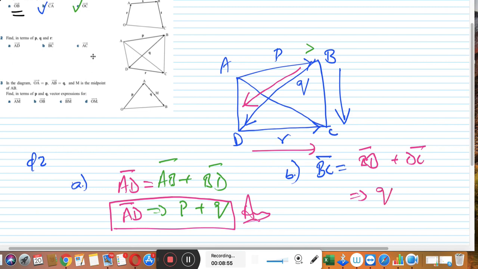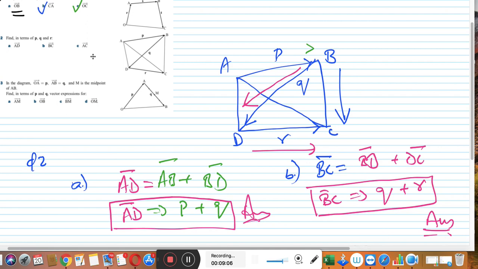So BD is given as Q and DC is given as R. So BC is your Q plus R, and that is your final answer.